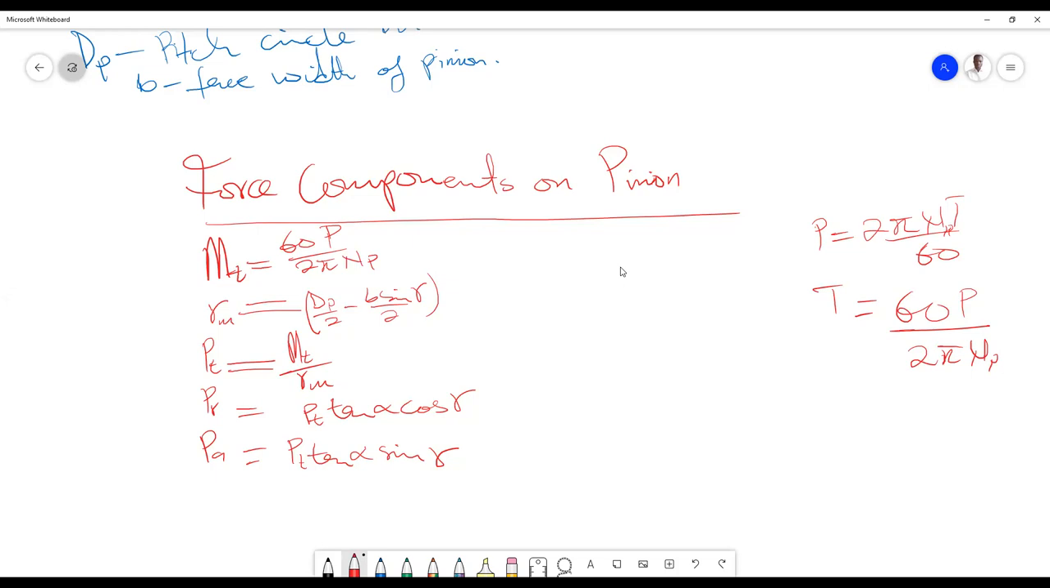Okay. So these are some things that you should note. Pay attention as I read it for you. The direction of the tangential component for a driving gear is opposite to the direction of rotation. The direction of the tangential component for the driven gear is the same as the direction of rotation.